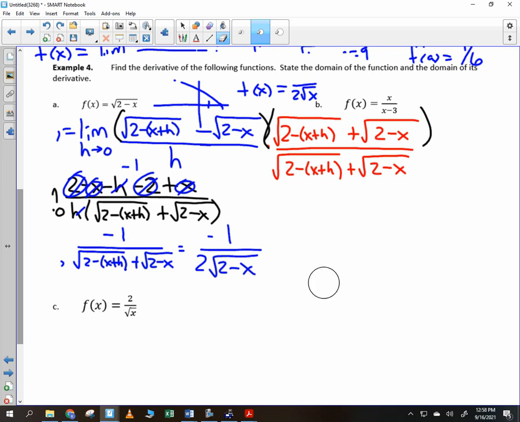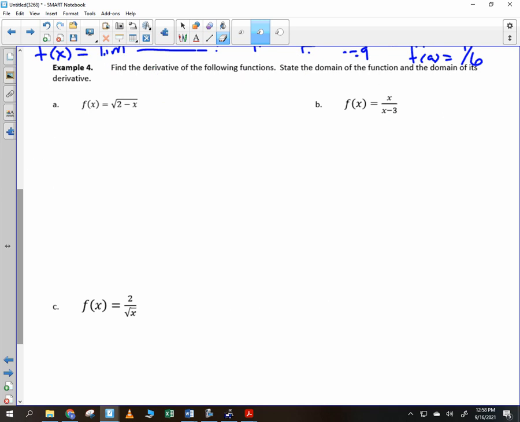All right, let's try the next one. What's different about this one? Yeah, it's definitely a fraction. Tell me anything about its derivative. Is this differentiable everywhere? What is the spot where you can't take the derivative? At 3. So we should see when we come up with the derivative that you still can't plug in a value of 3, correct? Here we go.